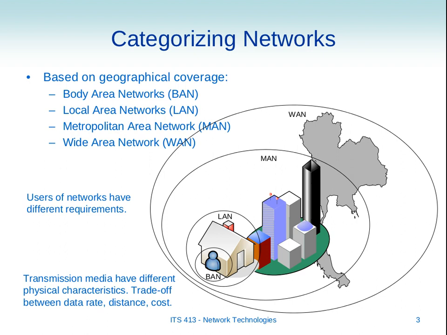The different technologies have trade-offs between the data rate, the distance, and the cost. We'll see some of those trade-offs when we look at example technologies. So we can categorize networks based upon the area which they cover.